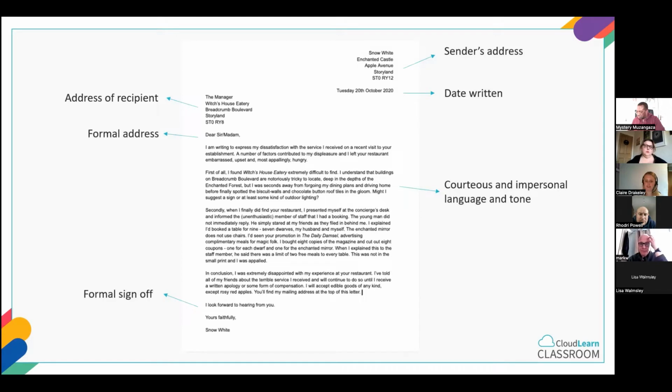You then also leave a space when printing, if this is a typed letter, to add your signature, as it is customary to sign a letter by hand as well as printing your name. However, it is becoming more common to just use a typed name, so this would be down to personal choice and what best suits the audience and the purpose of your letter.